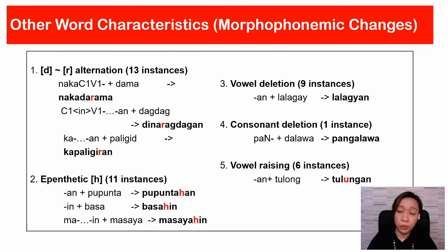Aside from these, we also found words in the corpus which undertake morphophonemic changes, such as the D to R alternation, where the sound D is replaced by R during affixation, as in the word, for example, paligid becomes kapaligiran. Epenthetic H, where the H sound is added to words ending in vowels before affixation, as in the word pupunta plus an becomes pupuntahan. Deletion of vowels in a word during affixation, lalagay becomes lalagyan. Consonant deletion and vowel raising, as in tulong becomes tulungan.